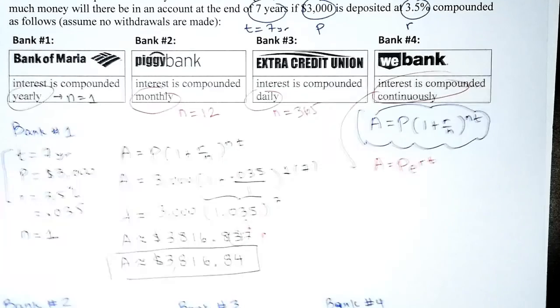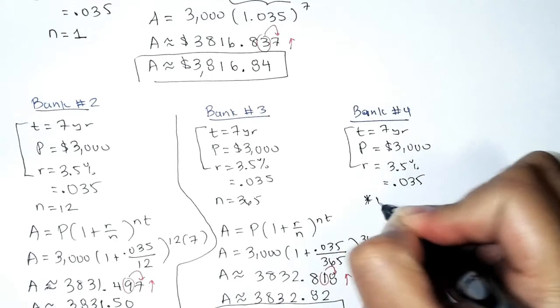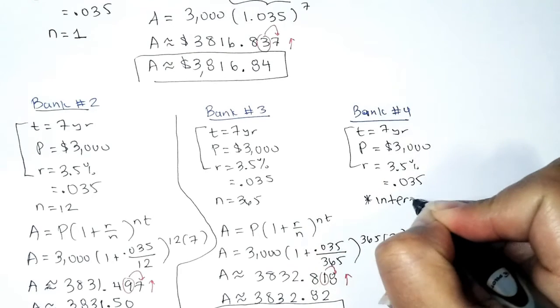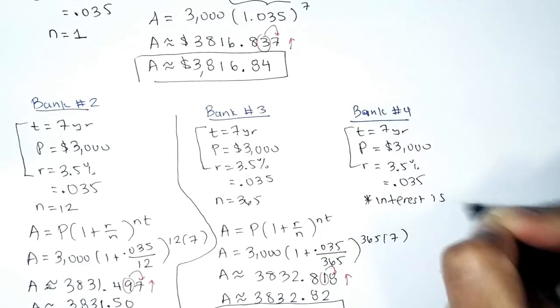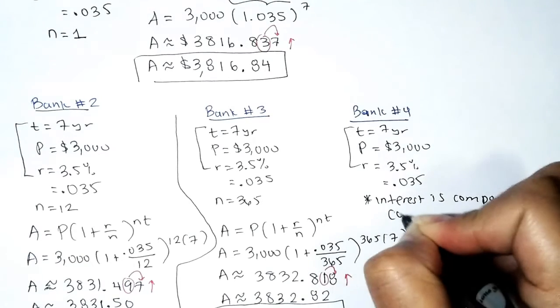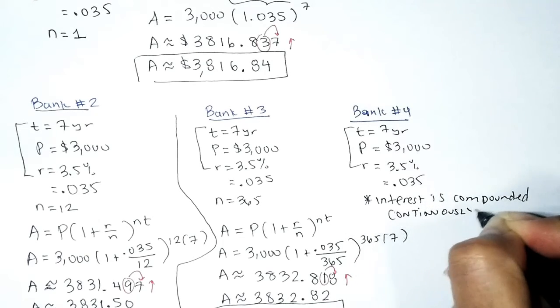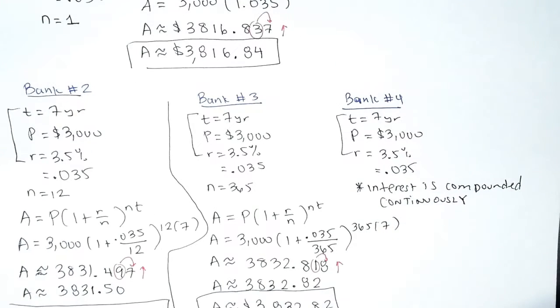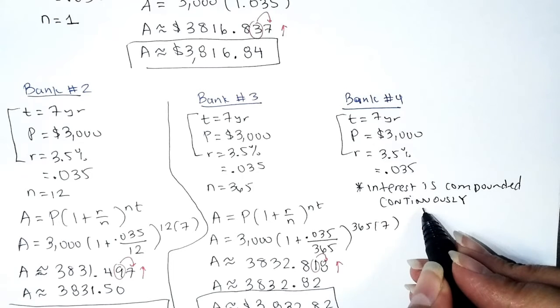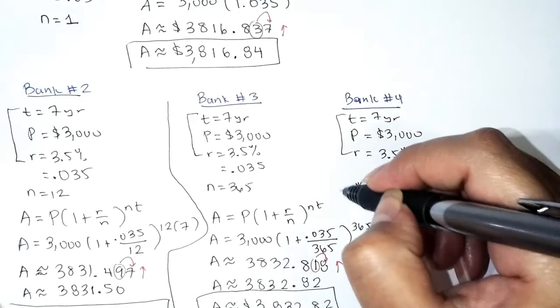So let me just put a little note. I'm going to feel weird if I say n equals continuous. So we're just going to say interest is compounded continuously. I don't know how to spell it. It's okay. Good thing I'm not being graded on spelling. Okay, that doesn't even look like continuously, but pretend it does. Okay, interest is compounded continuously.